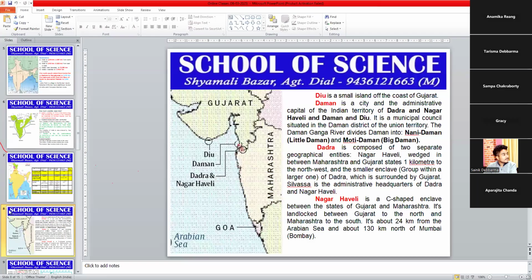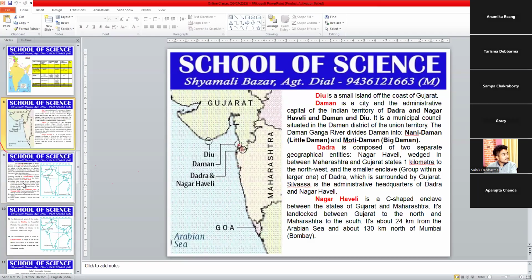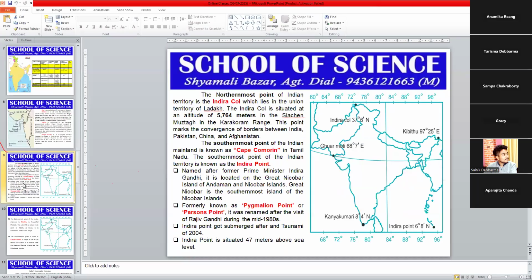Okay. Next one, your 4 points are here. Just see to this. First one, we talk about Indira Col. The northernmost point of Indian territory is the Indira Col. This, the black spot here. This Indira Col lies in the Union Territory of Ladakh. Initially, it was in Jammu and Kashmir, but now it is in Ladakh.